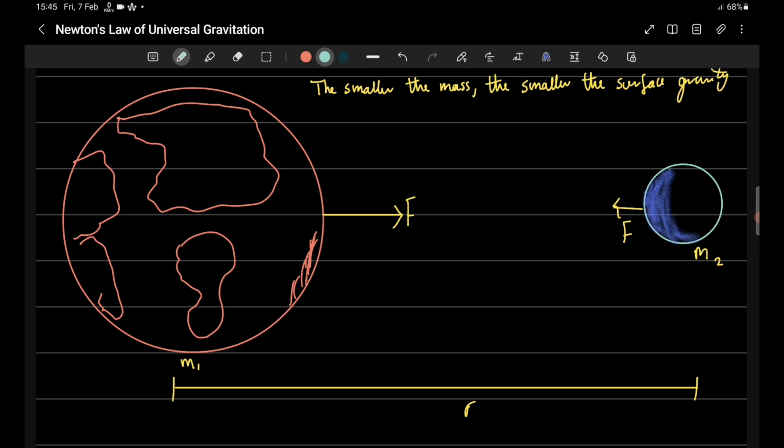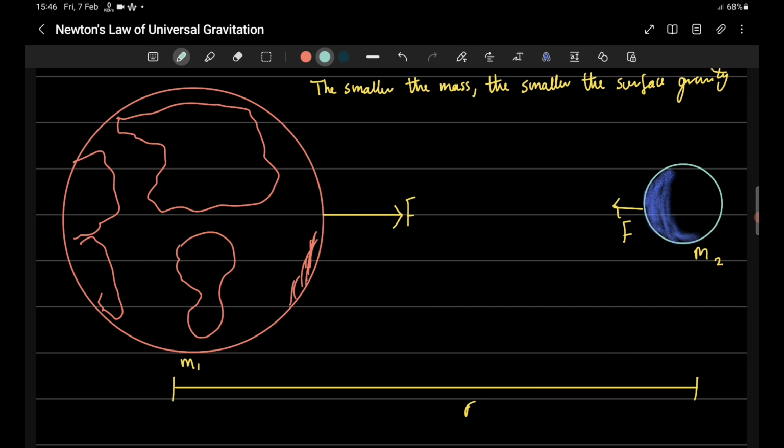And then the earth pulls on the moon. That's the reason why the moon could keep on revolving around the earth in a 28-day cycle. All right, now that is a question of the relationship between the mass of an object and the force of gravity. And what we can establish today is that the bigger the mass of an object, the bigger the force of gravity that acts on it, and vice versa. The smaller the mass of an object, the smaller the surface gravity. All right, now the force of gravity, that's a direct proportion.